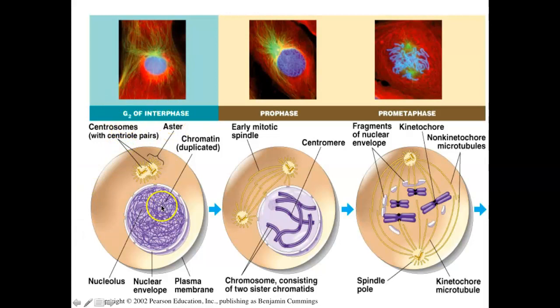Let's look at what's going on in both of these images. Our DNA is in chromatin form, right? So there's the word chromatin. It's duplicated, because S phase occurred. This is a picture of G2. Remember, S phase came before G2. So the DNA has been copied, and we are now getting ready to divide.